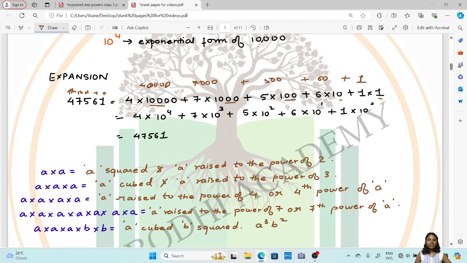Then we have 1,000. Here it is 10 to the power 3. Then we have hundreds, that is 10 to the power 2. Here we have just 10, 10 to the power 1, and here 10 to the power 0. 10 to the power 0 is 1. So we'll get 1 over here. So this in total will give us 4, 7, 5, 6, 1.